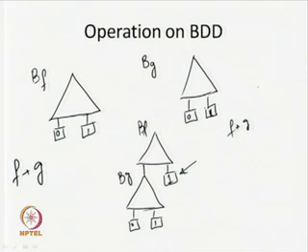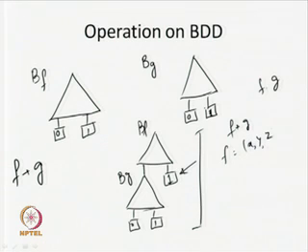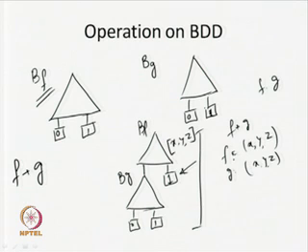Similarly, we can go for f dot g also, but what is the problem that we are going to get over here? You just see that f is a function which has some variables, say x, y, z. Similarly, g is also a function which has variables x, y, z. So, BDD bf is an ordered binary decision diagram, that means it has the variable ordering x, y, z. Similarly, bg also has the variable ordering x, y, z.